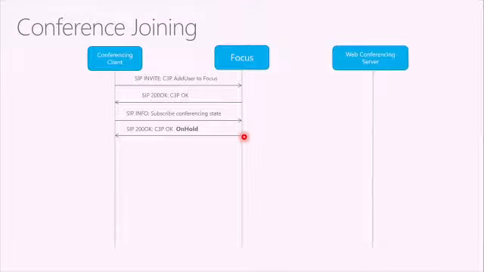Well, in this particular instance, the focus actually responds back with an on hold message to me, right? It's actually still a SIP 200 OK, but in C3P, I'm getting a command back that says on hold. What do you think that means? Well, if I'm on hold, basically means I didn't get in.